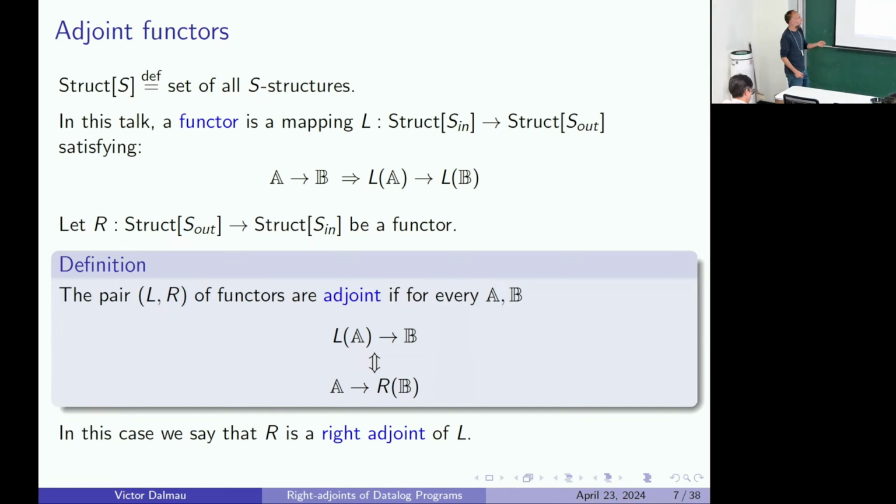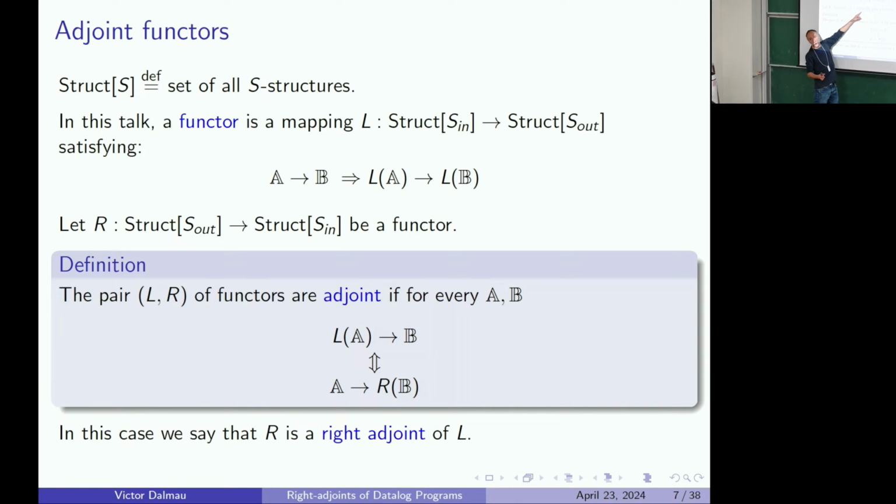Now take some function that goes in the opposite direction, from the structures of the output signature to the structures of the input signature. And now we'll say that this pair of functors are adjoint if they satisfy this property for every A and every B. A is in the input signature, B is in the output signature. You want to know whether the image of A is homomorphic to B. That's the same thing as saying that A is homomorphic to the image of B.